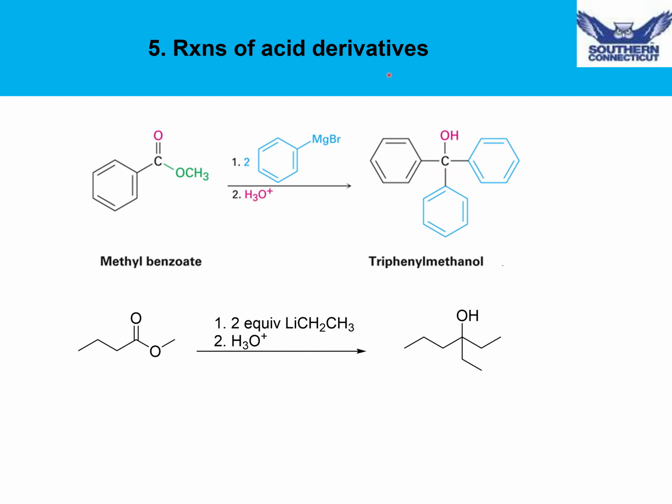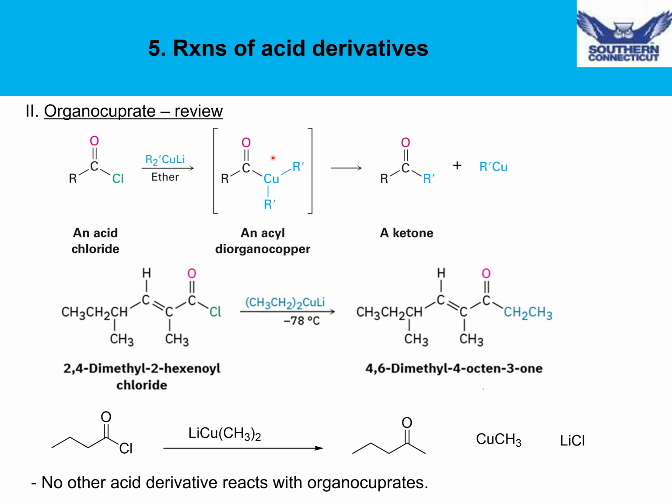Organocuprates will add to acid chlorides, and instead of doing an addition, they generally do a substitution reaction. So an acid chloride as shown here will react with a Gilman reagent to make a ketone. Here's another example with an acid chloride. If we have a Gilman reagent that has a pair of ethyl groups, one of those ethyl groups will be transferred and the chlorine will be replaced by an ethyl group.